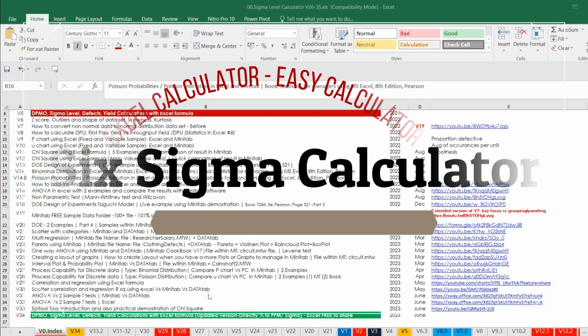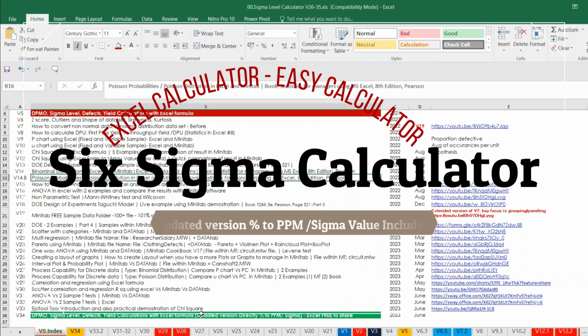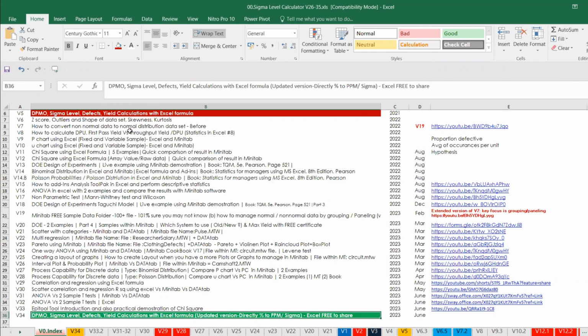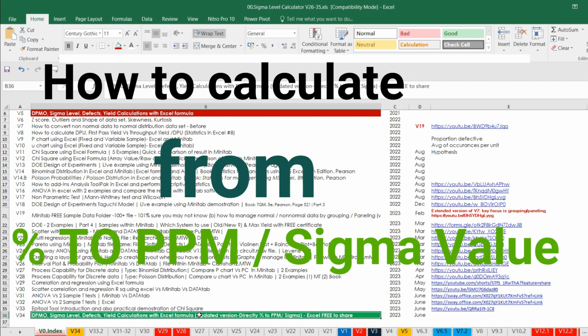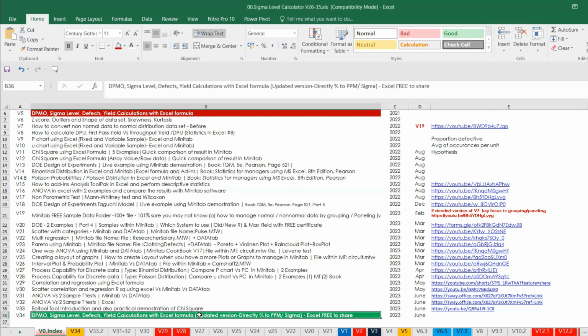This is the updated version number V34. It came originally from V5, where we talked about how to convert the data, whether discrete or continuous, into DPMO, sigma value, defect, and yield calculation. Many people have requested how to calculate the PPM and the sigma value from the percentage. Now I have made this video. This will be very, very helpful to you.